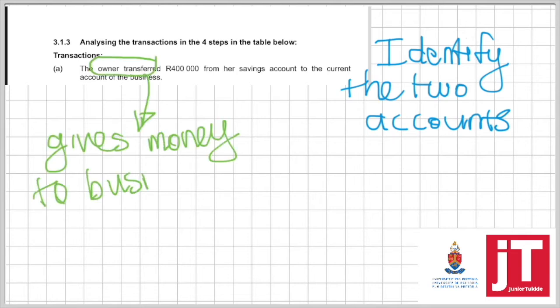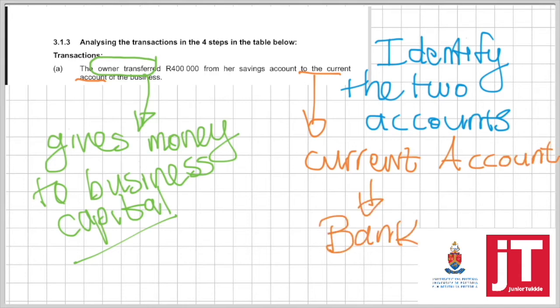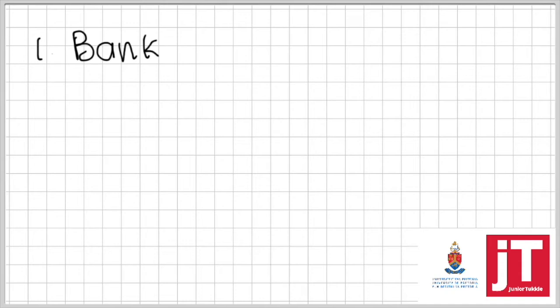The owner that transfers, so giving the business money, therefore it is capital contribution. And then where do we put it? In the current account, and that is then bank. So we can therefore say step 1, we've identified the two accounts as bank and capital.